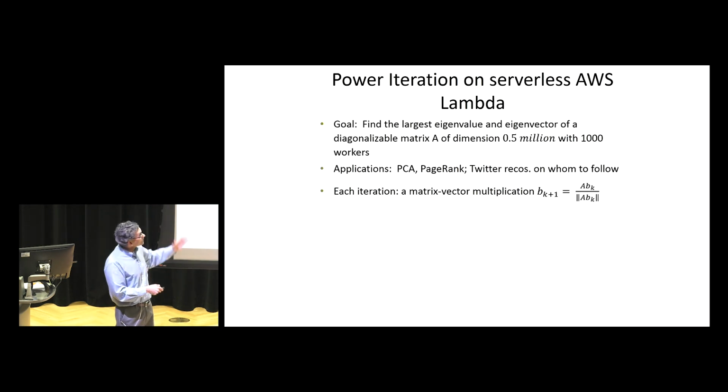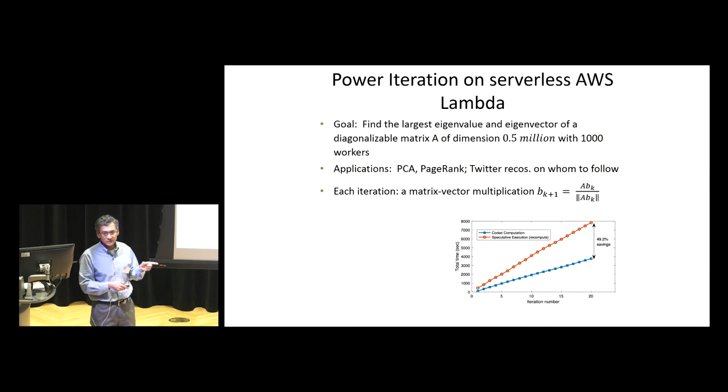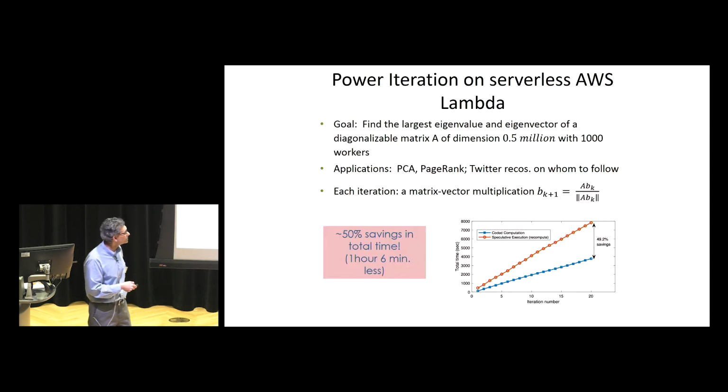And finally, another example is PageRank or Twitter recommendations, which is, as you know, important business. So if you want to solve, for example, the maximum eigenvector, you have to repeatedly do b_{k+1} = A b_k, with the normalization factor. And since you want to keep doing this, every iteration, you're going to get some gains. And so overall, you can get up to 50% savings. Yeah, so basically, in this platform, you took 1 hour, 6 minutes less time in this run.